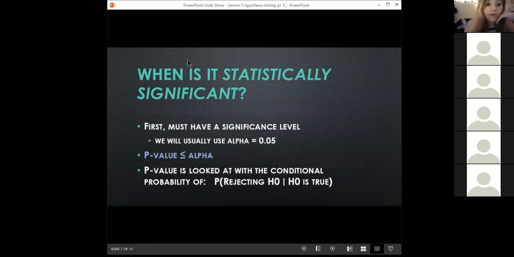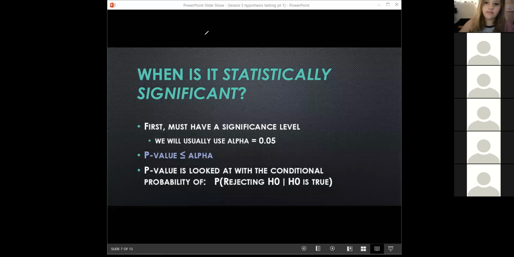So the question you've all been sitting there asking, well, Anne-Marie, when is it statistically significant? Let me tell you. I know, this is so exciting. First you have to have that significance level I was just talking about. So you have to decide what level you are going to reject or fail to reject your null at. Often we use alpha equals 0.05, which is also 5%.